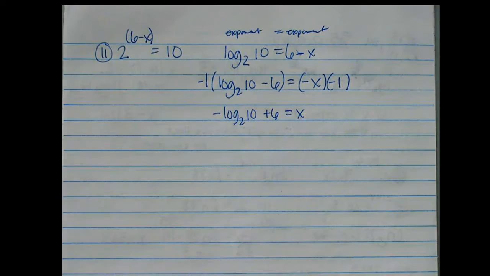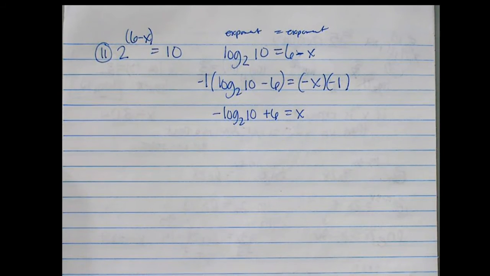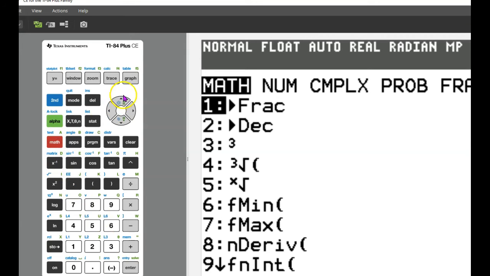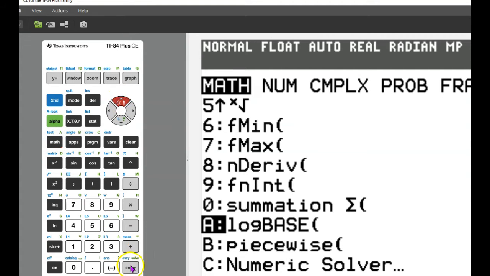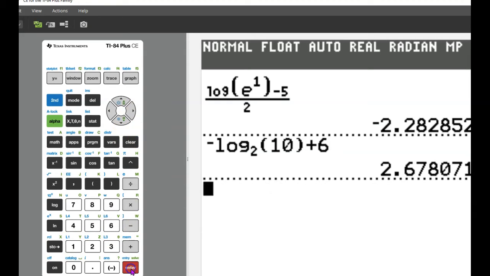And then we put that in our calculator. Big calculator says this negative, and then log base 2. So math, log base 2 of 10, plus 6, 2.68.